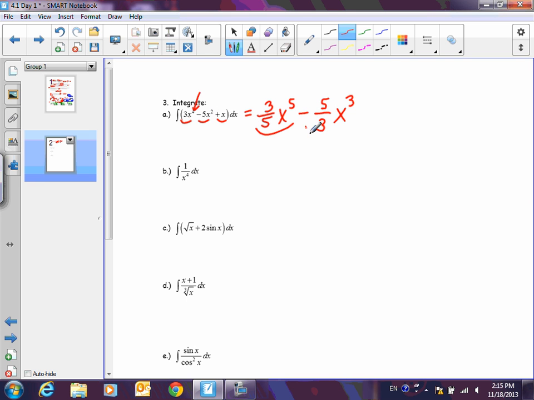Okay, but you're right, I want 2 in the power. So what's the derivative of this? We do 3 times negative 5/3, that would be negative 5, and then the power would be 2.